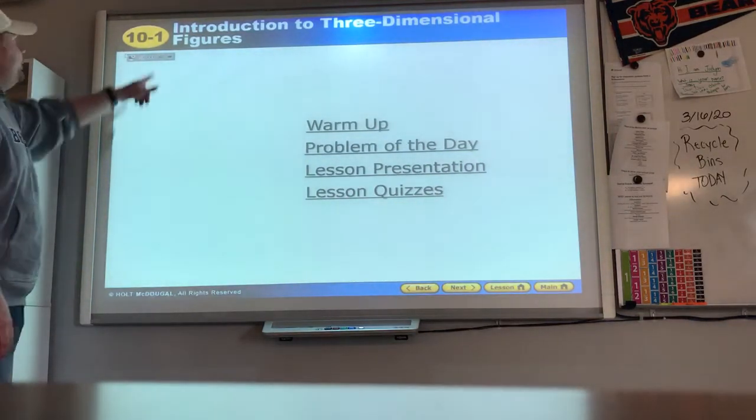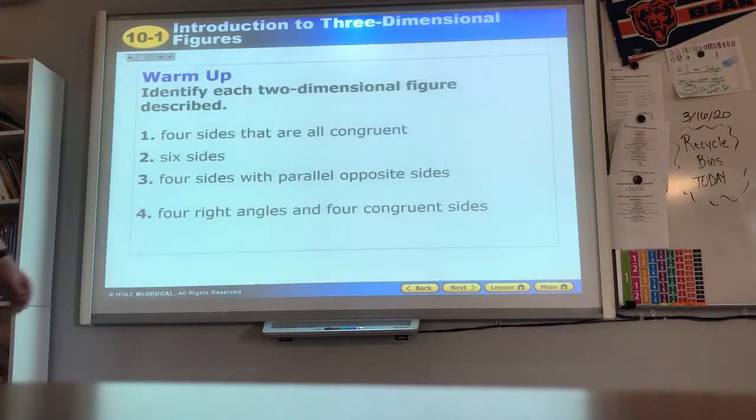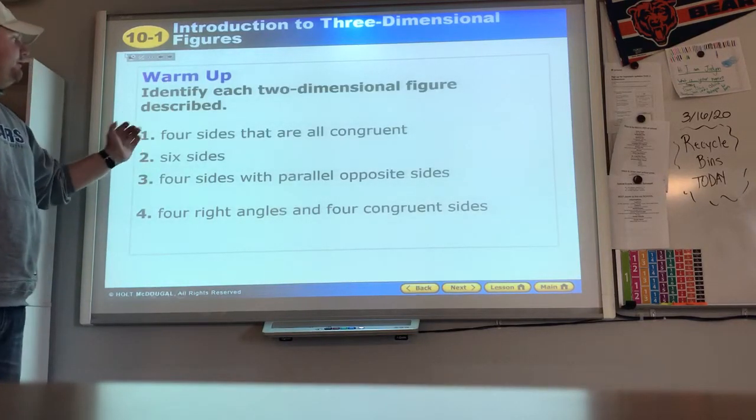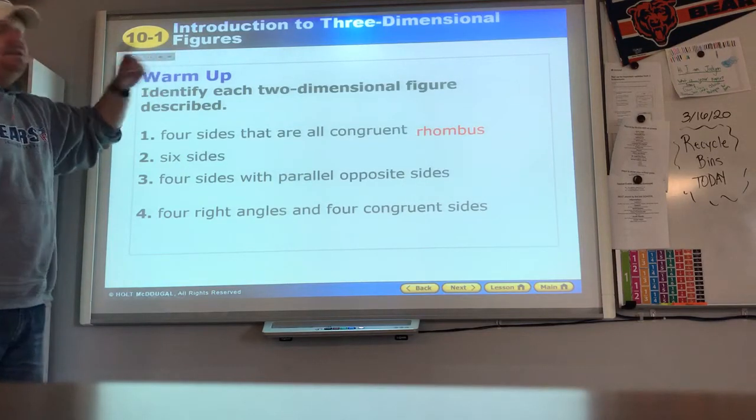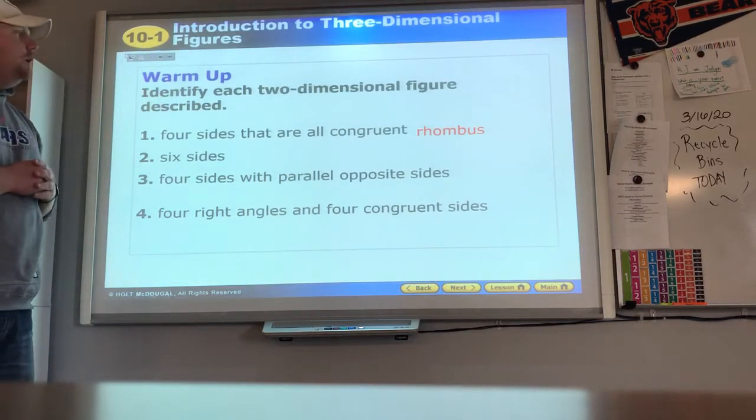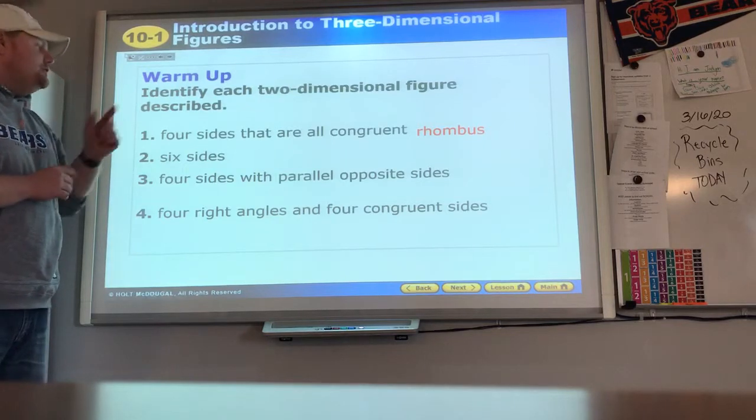All right. So, today we have figures that we're going to identify. Four sides that are all congruent. Hopefully we know that that is a rhombus. It never said anything about 90 degrees, so it could be a square, but we're not sure.